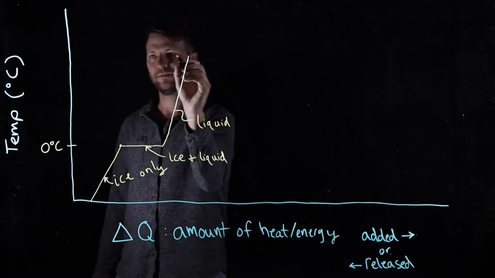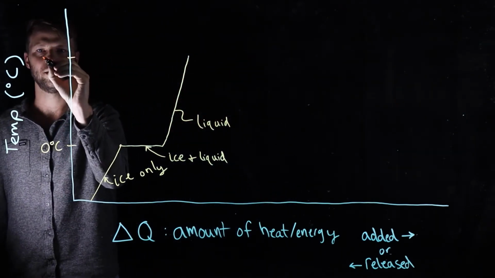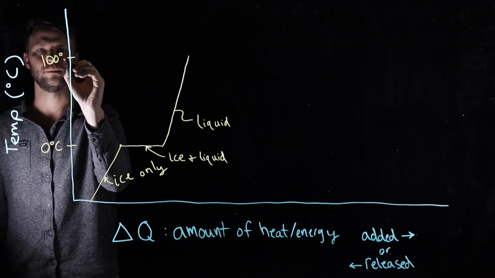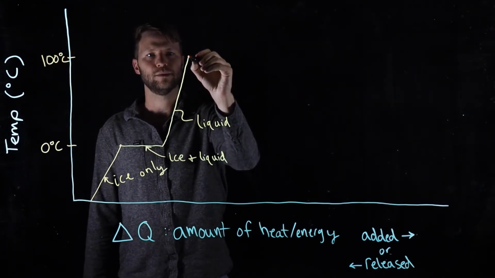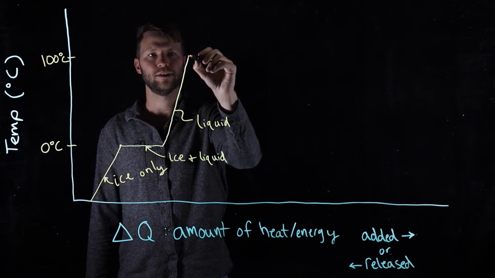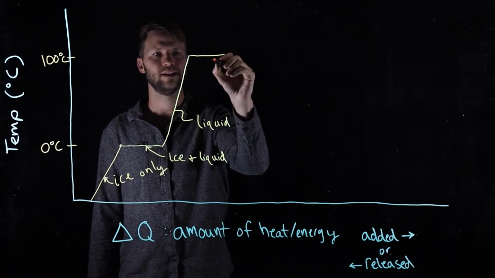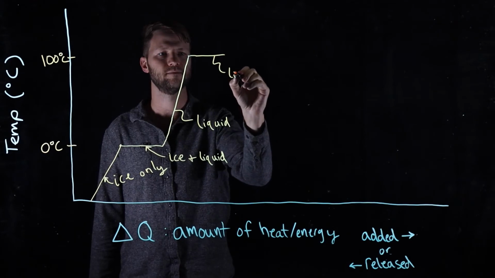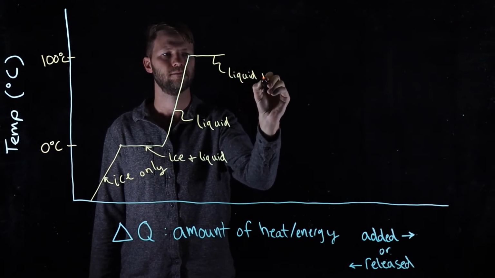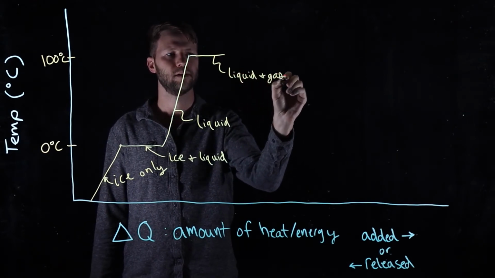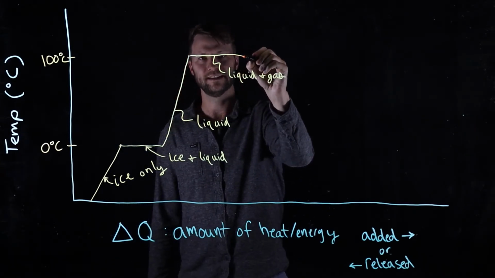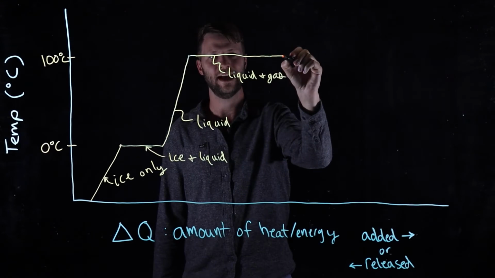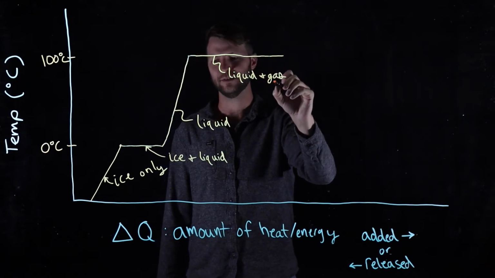We hit another special point on this plot, 100 degrees Celsius, or the boiling point. We now have a bunch of liquid water, but we're starting to boil it off, and so we now have liquid and gas together. And we're going to keep adding heat, but we still have a little bit of liquid left.